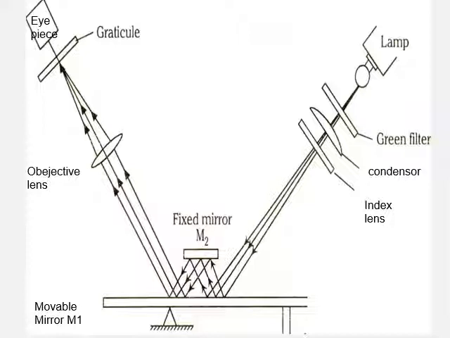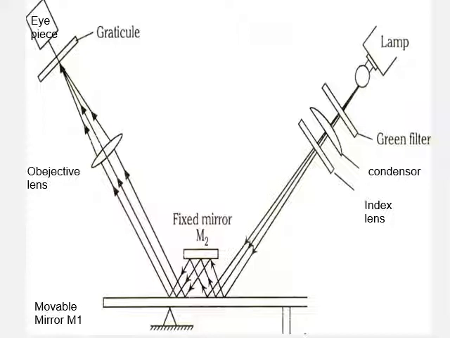And further, because M2 is fixed, when it is reflected back onto the movable mirror, it has already changed its angle. Now it is going back with a magnification value, and the reflected image is going to be displaced from its original location or point.